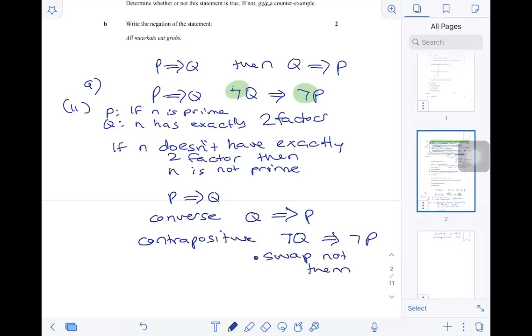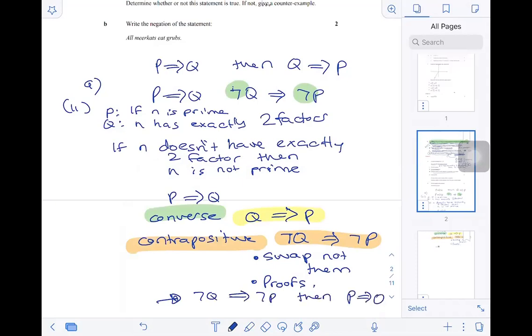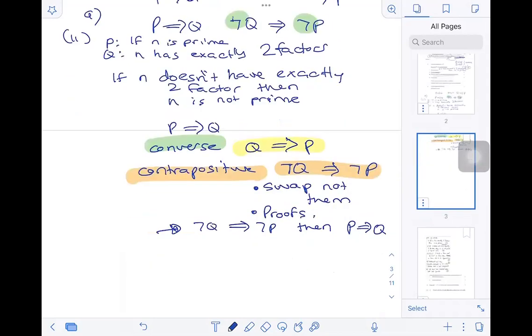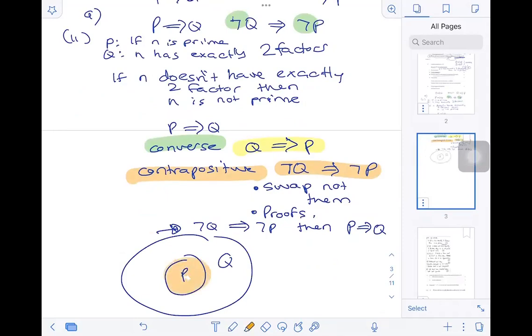Now this is actually a really useful tool for proofs, because the converse, when you swap it, is not necessarily true. But the contrapositive, if you swap them and negate them, then if not Q implies not P, that will mean that P will imply Q, and you can use it to prove it. I'll show you why. If P implies Q, that means if you're in P, then you are definitely in Q. It's like if you're in Sydney, then you're in New South Wales.